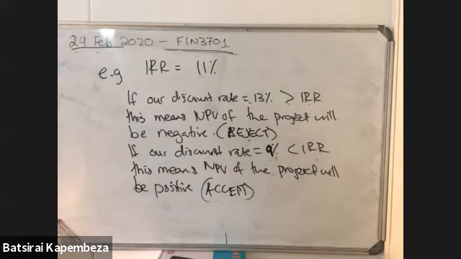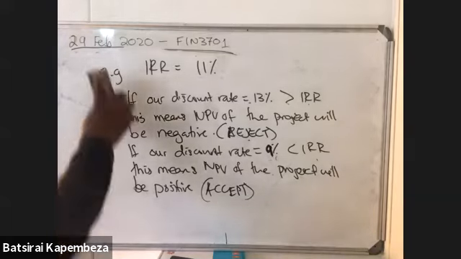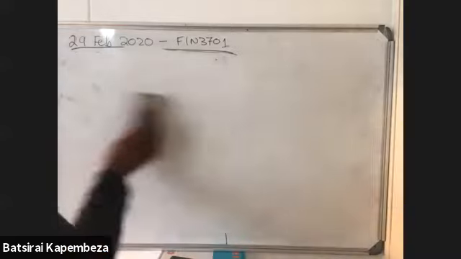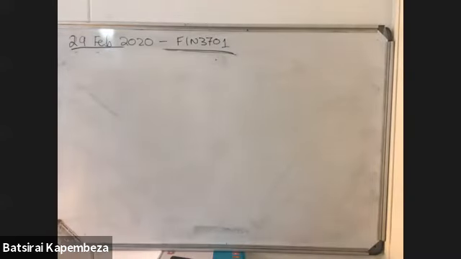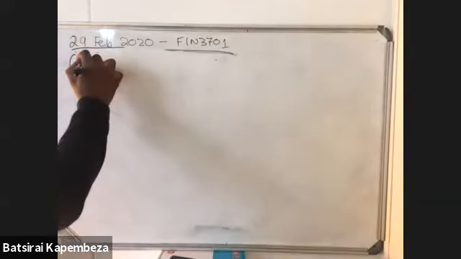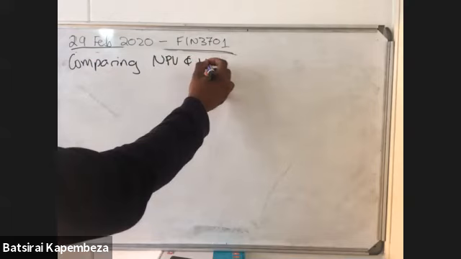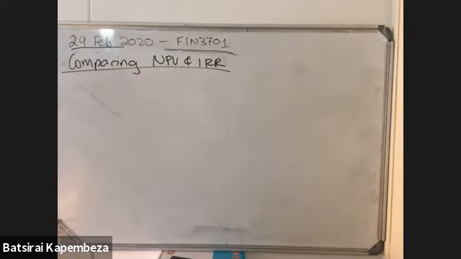The last thing you need to know in this section is with regards to comparing the net present value and the internal rate of return. You need to know about comparing the net present value and the internal rate of return. So this is the last part that we covered on Saturday. Comparing NPV and IRR, right?